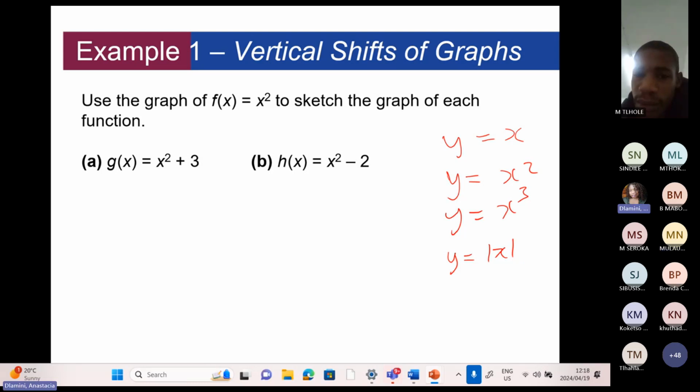Do you see that, guys? Yes, ma'am. And then what else? Parent function of a hyperbolic function. What am I saying? It's not hyperbolic. What do you call this function? It's a hyperbola. Thank you. Hyperbola. Then parent function of an exponential.